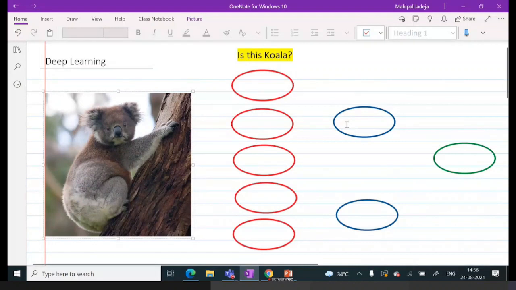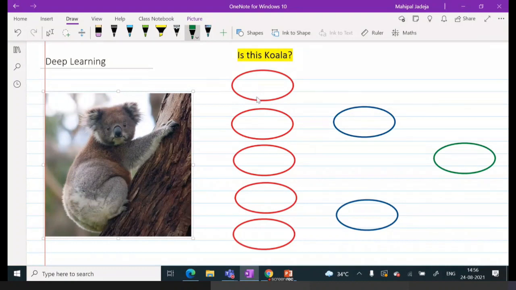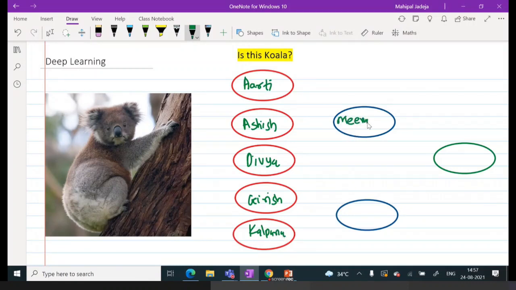So now what I'm going to do, based on the people who are attending this talk, I'm going to write the names of a few. So the first name is Aarti. The second name is Ashish. Then Divya. Then Girish. Then Kalpana. Then Minakshi. Then Rekha. And finally, Dr. Muskan.